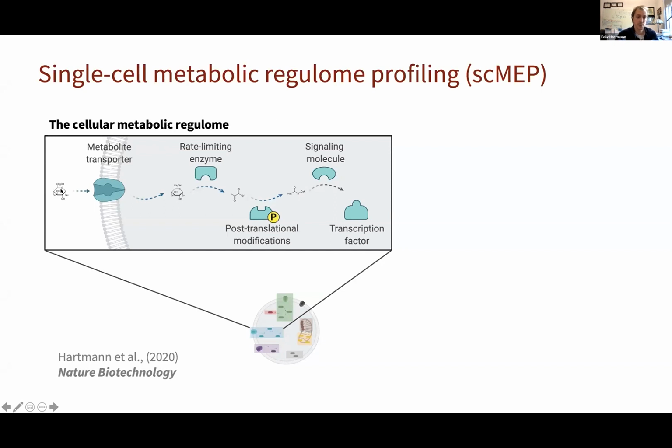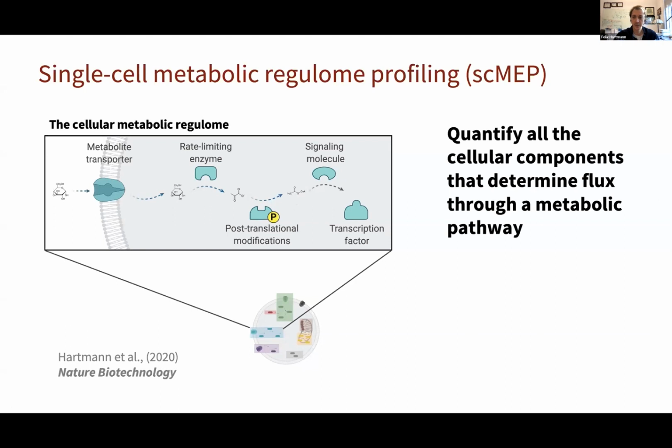So not necessarily the metabolites themselves, but everything that determines flux, such as, for example, metabolite transporters that take these nutrients and import them into the cell, rate-limiting metabolic enzymes that catalyze these reactions. We can also look at post-translational modifications of some of these proteins to get an idea about the actual level of activity. And then, of course, there are signaling molecules in the cells that can react to certain metabolic states and transcription factors that we know drive metabolic remodeling. So all of these components determine together the metabolic flux, and all of these we can actually detect using specific antibodies on the protein level.